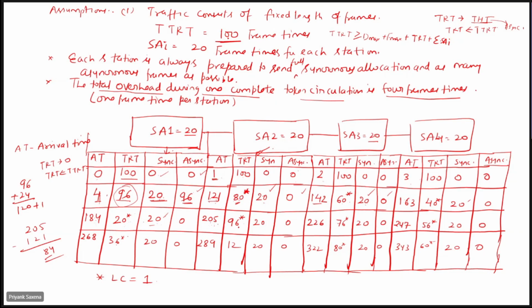So since it is delayed by 4 units, it is only sync frames it can send, right? So 205 plus 20 plus 1, 226. And if you see, it is again 84, I think. 84. So it is 16 units early, but it was delayed by 40 units. Okay. So overall, if you see, it will be late by 24 units. Okay. So it can only send syncs.